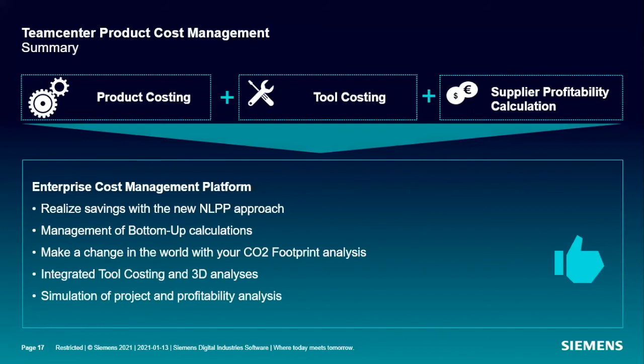We will soon have our first footprint in SaaS, hopefully available end of the year for tool costing, which also includes the 3D analysis. Also, you can make a change with the CO2 footprint, as we mentioned today, and you can do simulation in the project profitability analysis of your own or of your suppliers. So this is a great tool that can be used for different scenarios, different use cases.